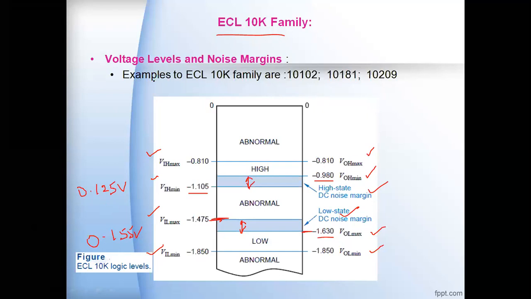And now what are the examples of this 10K family? Some of the examples are the 10102, 10181 and 10129. They are differentiated by quad, hexa, the number of gates in that IC, and also by slight differences in power and operating voltages. So these are the voltage and noise margin levels of the ECL 10K family.